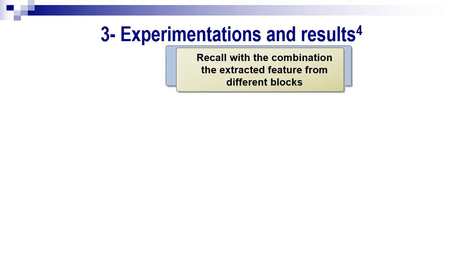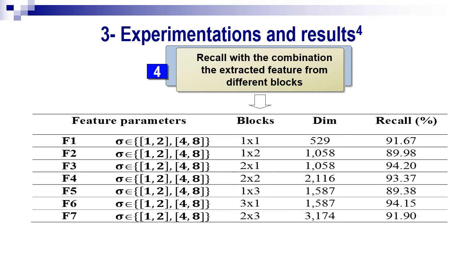In order to improve the system performance, we evaluated the multi-scale OBIF columns using the best configurations from different uniform rectangular blocks. The following table summarizes the recall of combinations of the features extracted from different blocks. The highest recall of 94.20 is achieved when the proposed feature is extracted from 2 blocks, making a feature vector of dimension 1550.